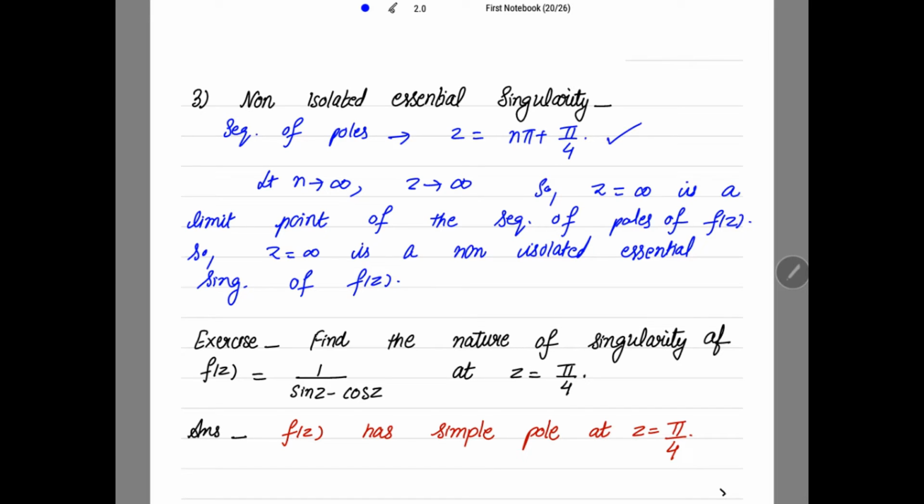So this is how we describe the nature of the singularities if any function is given to us. There is an exercise for you. The same question is this. Find the nature of the singularity of f(z) equal to 1 over sine z minus cos z at z equal to pi by 4. Now here the point is given at z equal to pi by 4. The whole solution is similar. You just have to put z equal to pi by 4 everywhere and you will get your f(z) having a simple pole at z equal to pi by 4. Of course, you will get a simple pole at z equal to pi by 4.